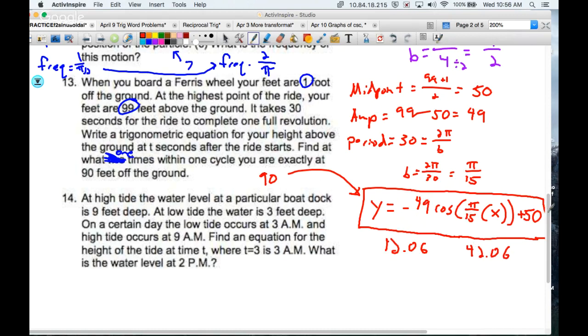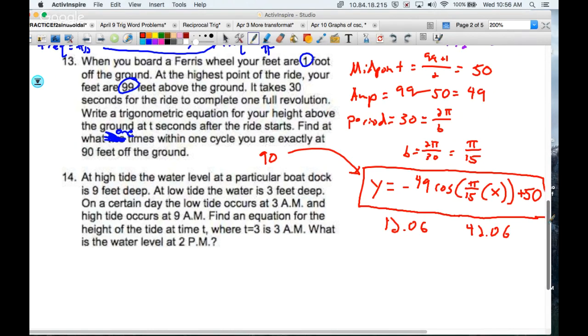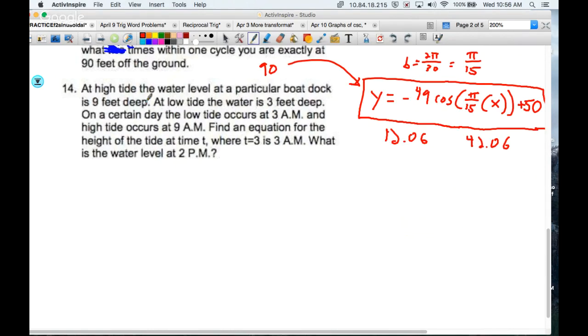All right, last question. High tide, the water level of a particular boat dock is 9 feet deep. At low tide, the water is 3 feet deep. On a certain day, the low tide occurs at 3 a.m. and high tide occurs at 9 a.m. Find the equation for the height of the tide at time t, where t equals 3 is 3 a.m. What is the water level at 2 p.m.? Okay.